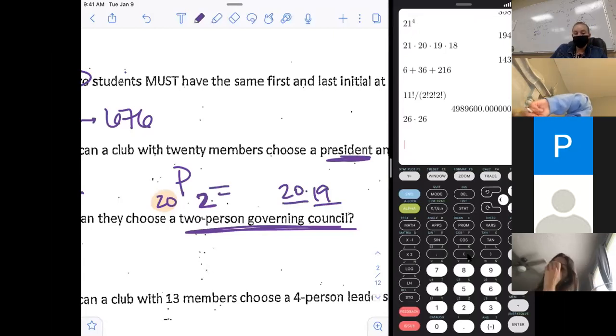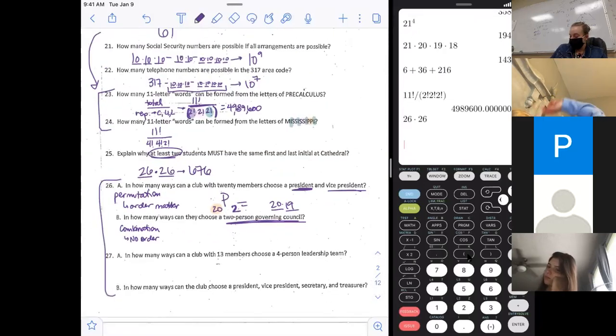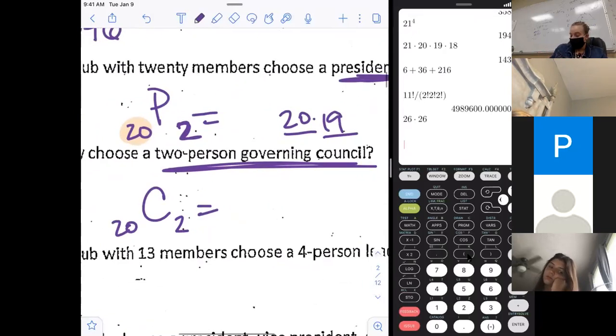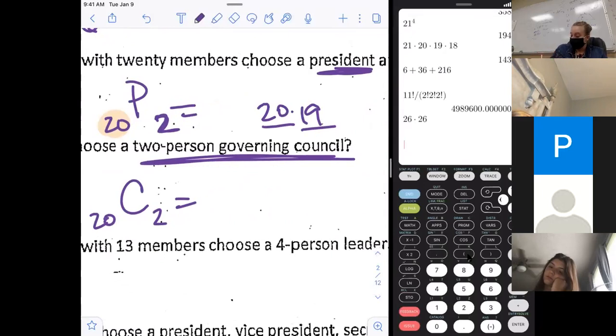I read that 20P2. The next one is two-person governing council, and it's a combination. So we're going to use a C to represent combination, and it's still 20C2. This time I'm choosing 2 people, and it doesn't matter what order they go in. It's the same as before. It's 20 times 19, but it's divided by 2. Because if I choose Gabby and Brooke versus Brooke and Gabby, it's still the same people, and it doesn't matter which order they're picked in, so we would divide by 2. Again, I won't ask you to do it this way. If anybody wants to think about it that way, you can.